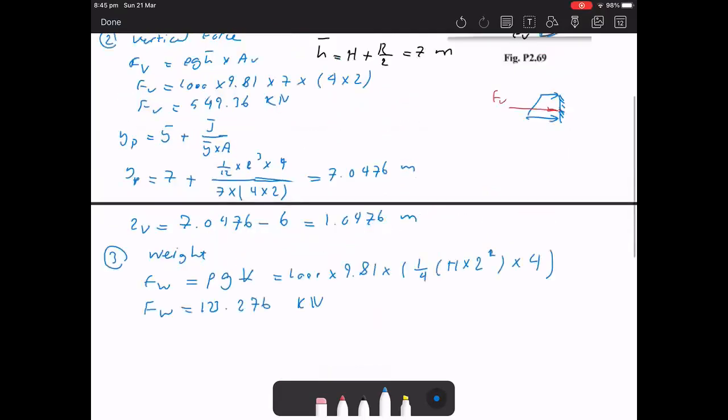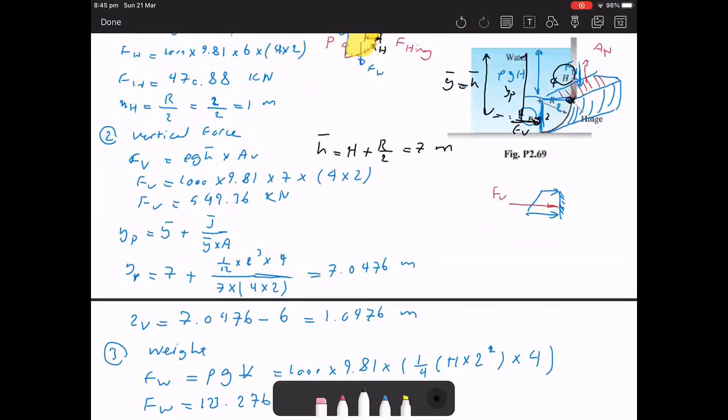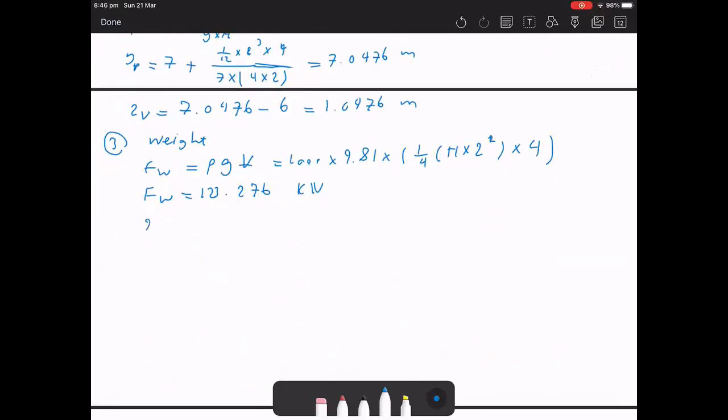Okay, and the last one, the location, the distance from, again, the hinge point. So if the FW is acting here, this is the FW, we want to find this distance. We can call it XW, and then it can be written as R minus 4 times R divided by 3 times pi. So the force due to the weight is acting at the center of gravity for that particular shape, which is a quarter of a cylinder. Then we can find the value of the X, which will be 1.151 meters. Okay, now we have all the forces.